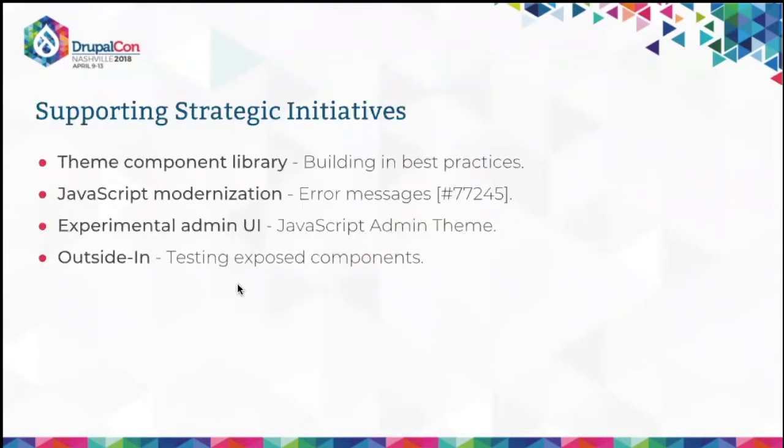So along those lines, those are very specific to initiatives, very big core things. But besides that, you have these supporting strategic initiatives. These are things that aren't necessarily in core yet, but will actually apply to core. So things like theme component library. Again, building best practices, accessibility best practices into those components, which would in theory get into core at some point.